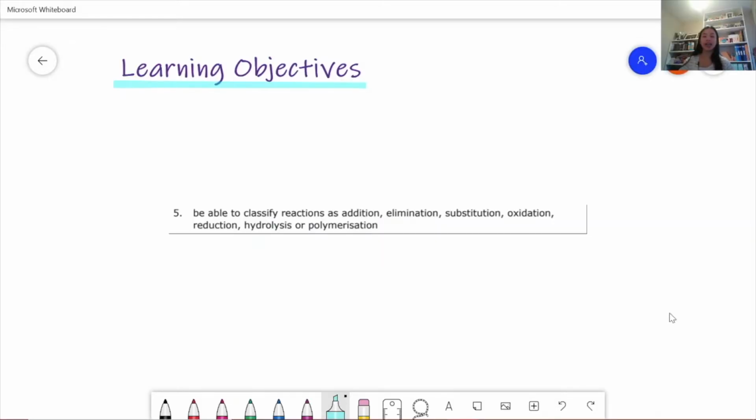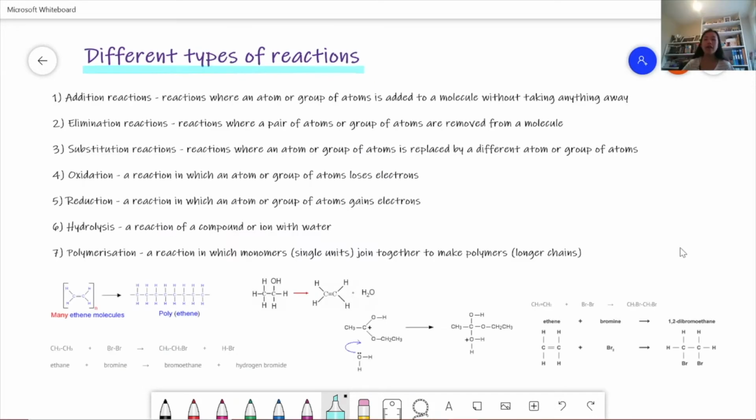Today we're going to be looking at classifying reactions. So we're going to look at addition, elimination, substitution, oxidation, reduction, hydrolysis, and polymerization reactions. Now we're going to talk about different types of reactions that you'll need to know how to identify. So the first one is addition reactions.